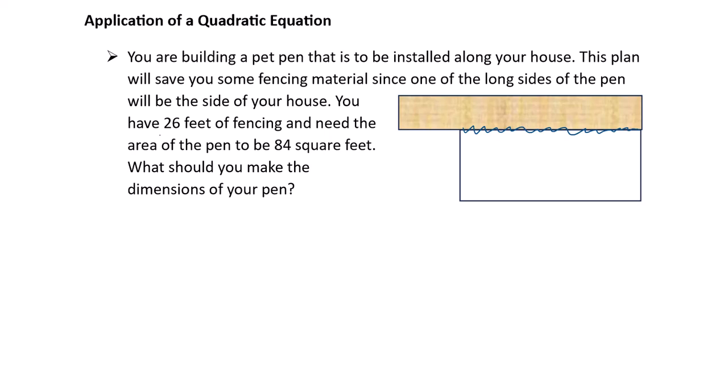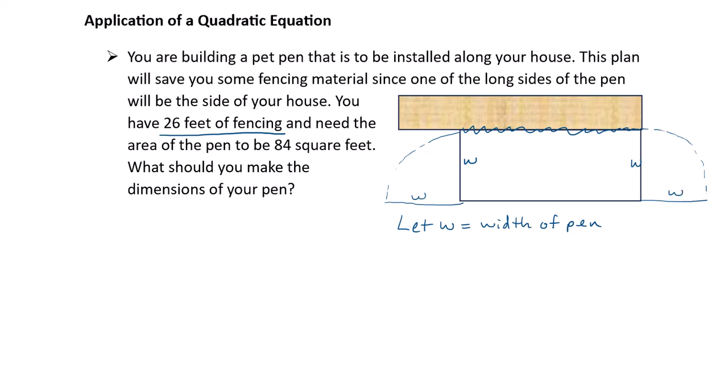So I start out with having 26 feet of fencing. I don't know the length or width of this pen, so I'm going to need to go ahead and define a variable. Let's let W equal the width of the pen. If you can picture the sides of this fence being laid out here, we have 26 feet of fence.